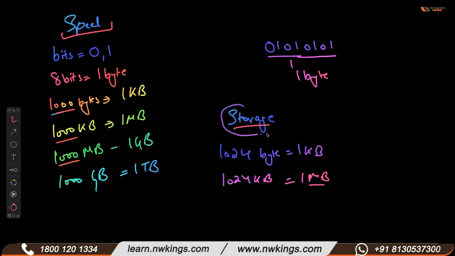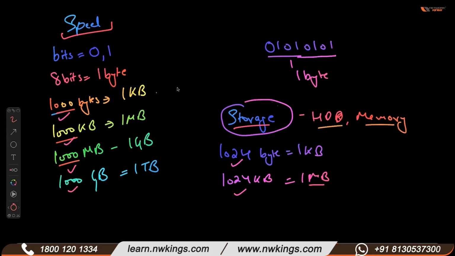So whenever we talk about storage, we use groups of 1024. But when we talk about internet speed, we normally say 1000 bytes, 1000 MB. Even RAM, hard disk, memory, whatever is related to memory and physical devices, is calculated in groups of 1024. But when we talk about speed, it is in these units.